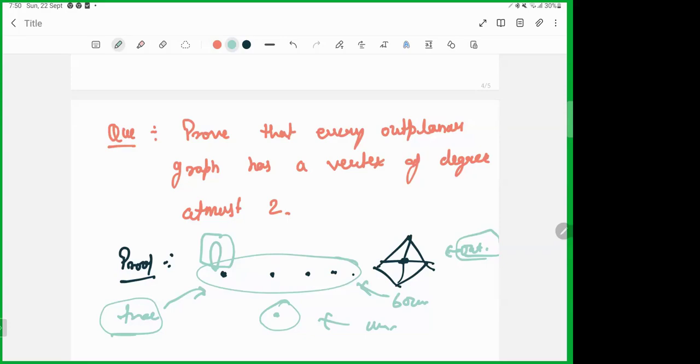Because this bounded face cannot be common to both sides of the edge, right? Because that edge is bounding that bounded face, so it cannot be common both inside and outside. Outside there will be some different face, so there cannot be a self loop on this bounded face. I was thinking that okay, self loop is the concern.